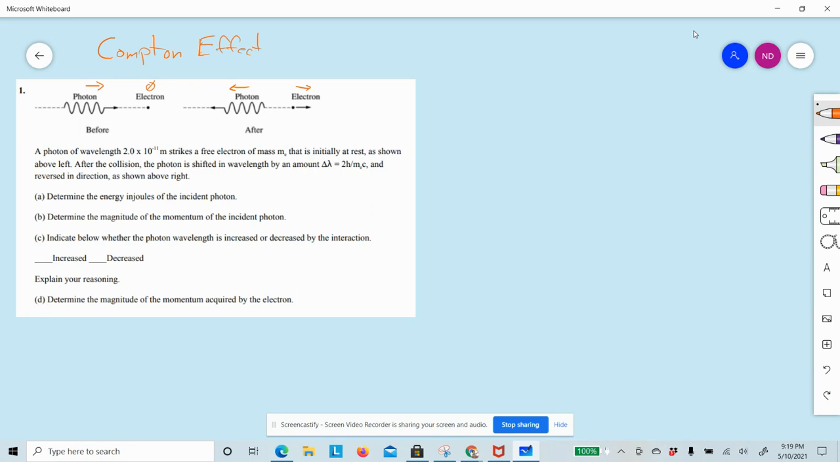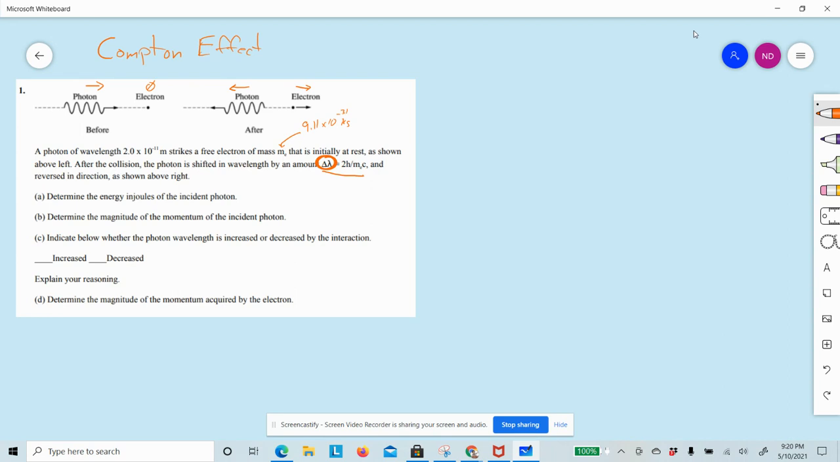What do we know? The photon of incident wavelength 2 × 10⁻¹¹ meters strikes a free electron of a certain mass. All electrons have the same mass. The mass of an electron is on the front page of the equation sheet, 9.11 × 10⁻³¹ kilograms, which is at rest, as shown above. After the collision, that's important. Delta lambda is important. We'll go over that in a second. And reverse direction, as we said over here.